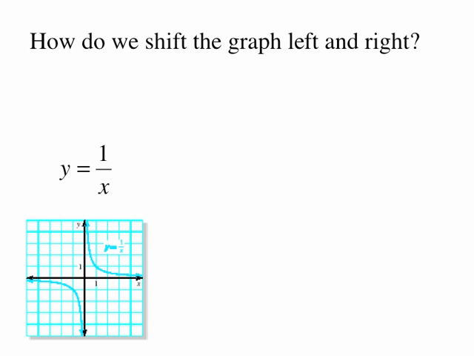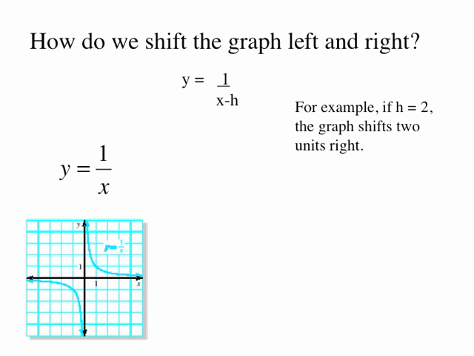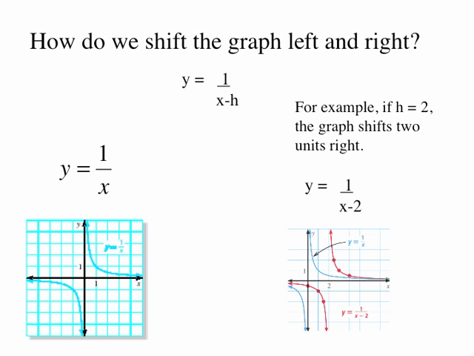So then the question is, how do we shift the graph left and right? Well, what we're going to do is y equals 1 over x minus h. And that minus h will tell us how much we shift the graph left or right. If h equals 2, the graph is going to shift 2 units to the right. So if we graph the equation y equals 1 over x minus 2, I take the y equals 1 over x, and I shift it to the right 2 units.